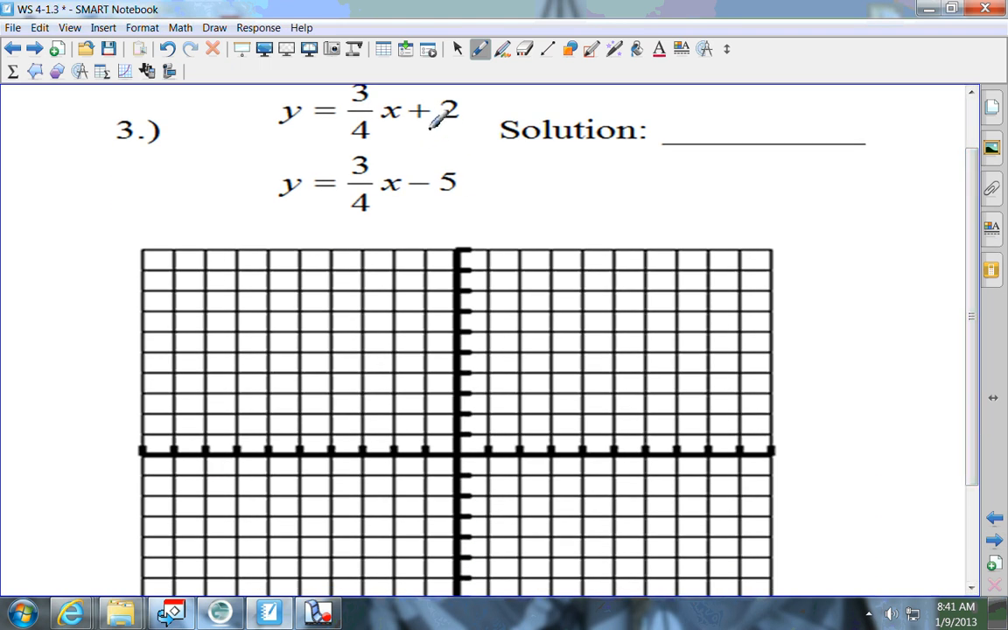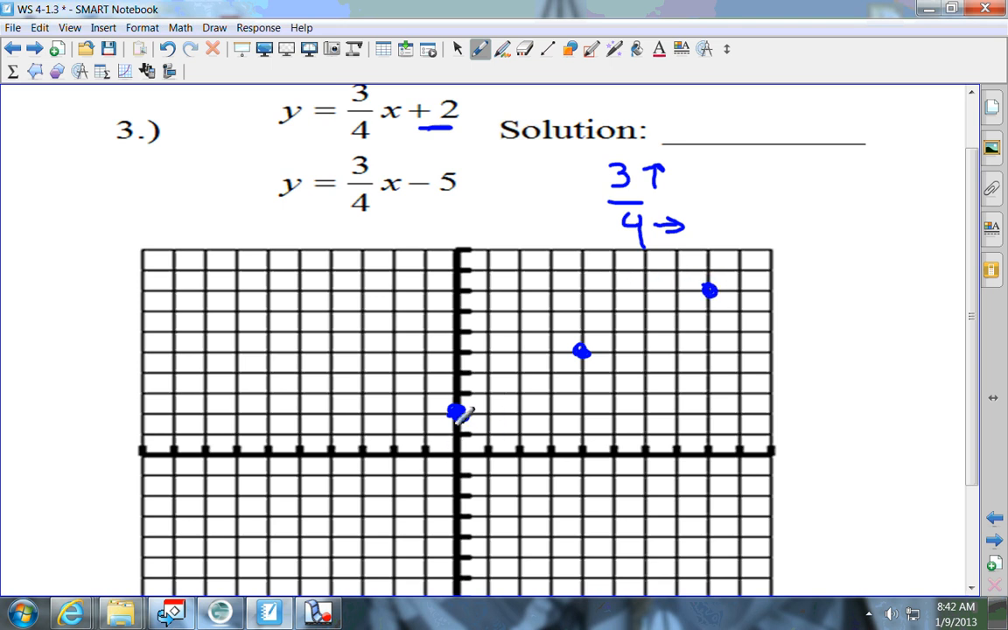Well, first I plot the y-intercept at plus 2. Start 0, 0, plus 2. The slope is 3/4. Positive, so it tells me to go up 3 to the right 4. So I start at my y-intercept and I go up 1, 2, 3 to the right 1, 2, 3, 4. Up 1, 2, 3 to the right 1, 2, 3, 4.